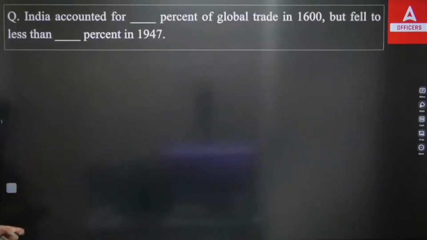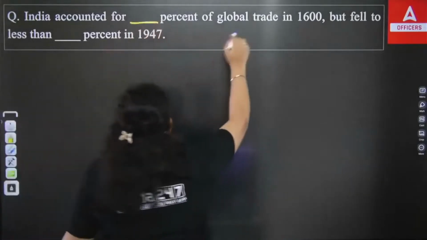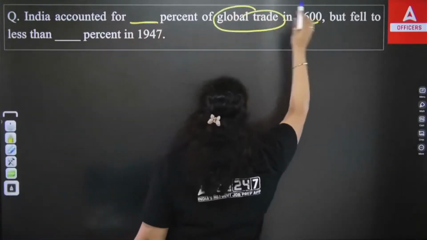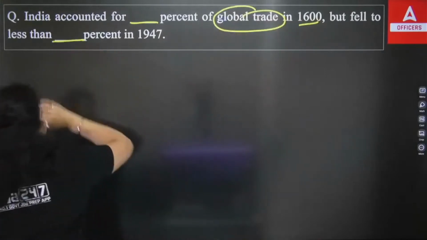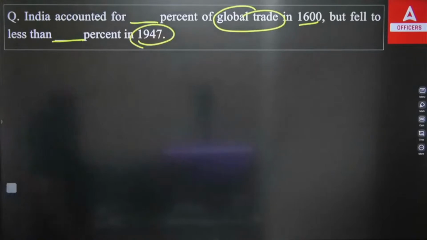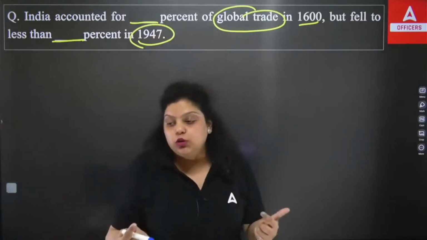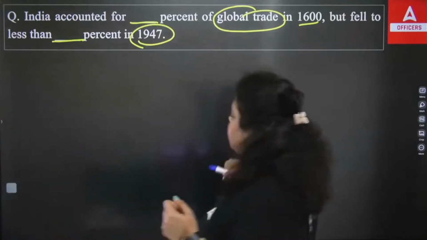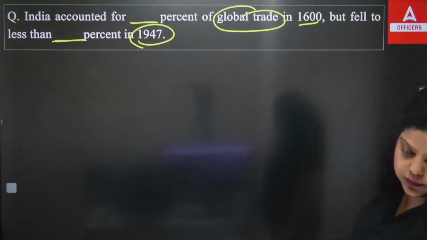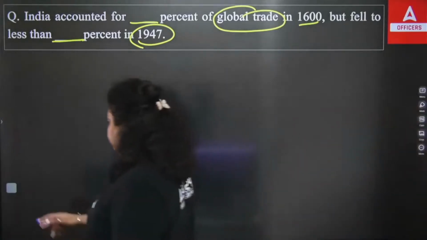The next question is again a database question. India accounted for dash % of the global trade in 1600 AD but fell to dash % in 1947. So this is about global trade. We have just seen the global GDP. What was India's contribution to global GDP? This question is asking about India's contribution to global trade. Okay, now you have to answer this question. Options we have here.